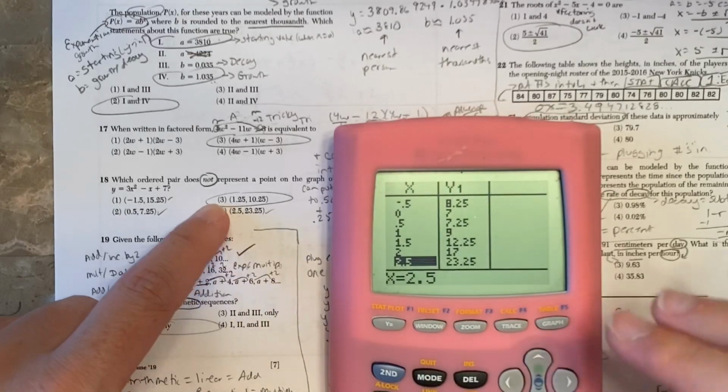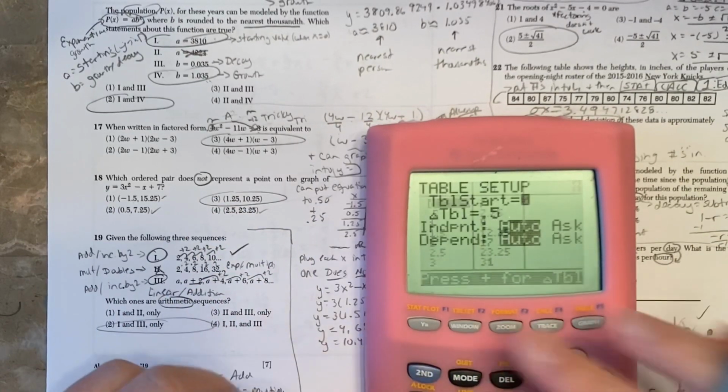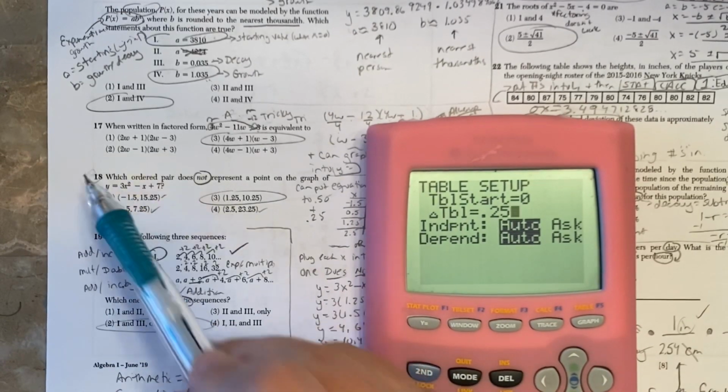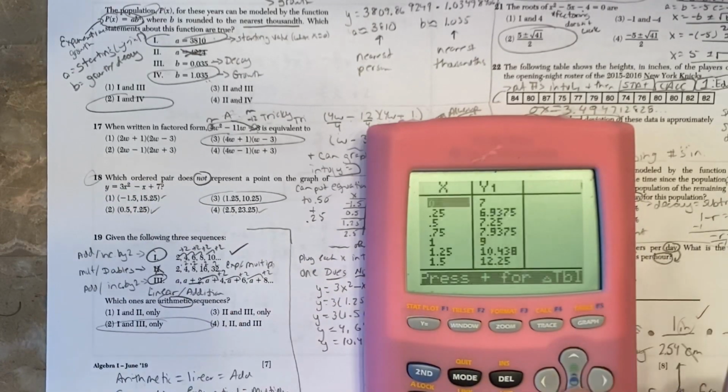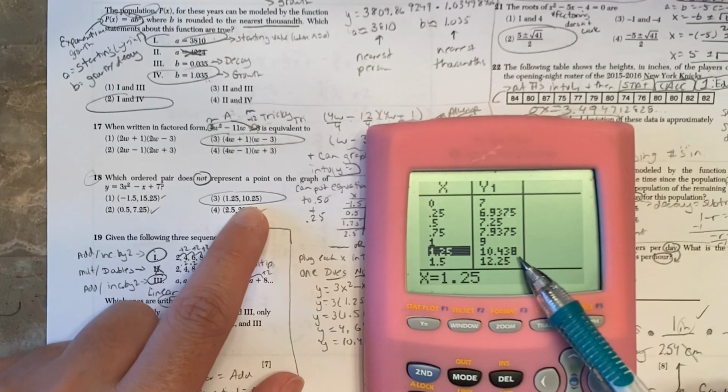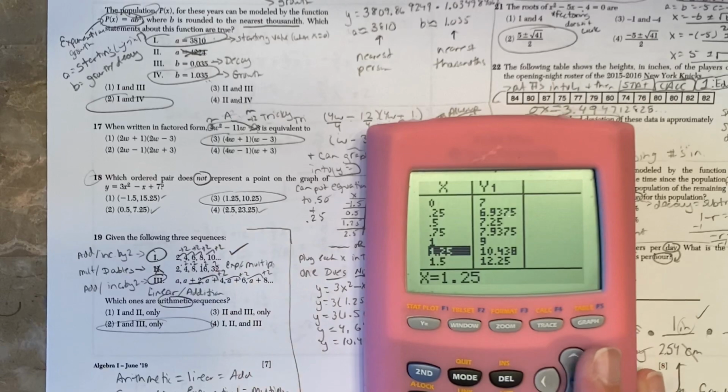But how are you able to see that's 0.25? So now you're going to go back to second window, and we're going to now do 0.25. And we're going to be able to see, if we go to the table, now we can see 1.25, and they're saying it should be 10.25, but it's 10.43, so that is wrong. So that is choice 3.